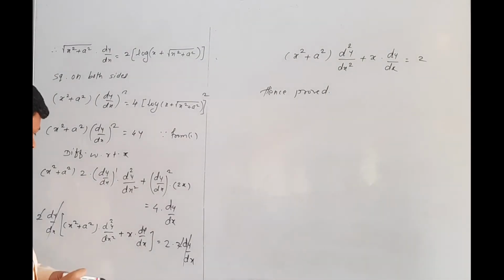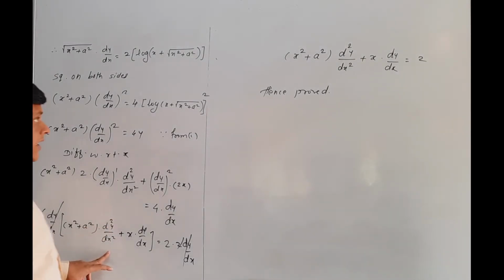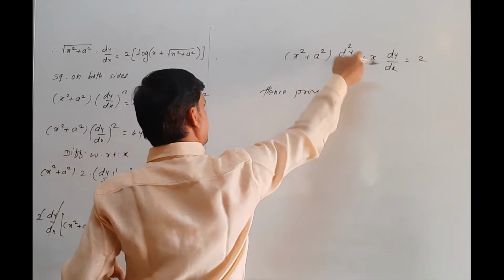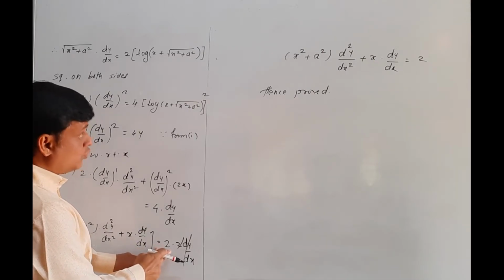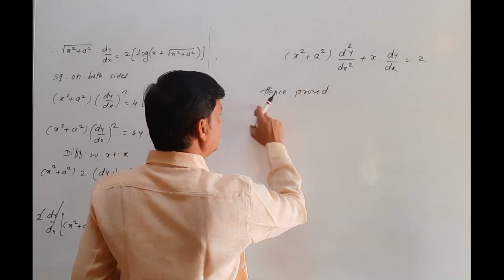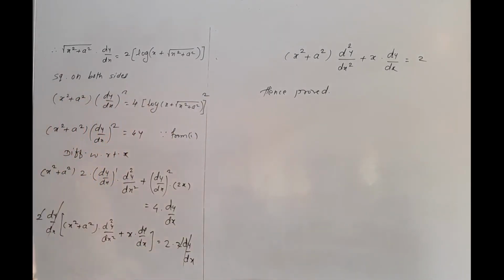So we write the remaining term: (x square plus a square) d2y by dx2 plus x into dy by dx is equal to 2, which we had to show. So we write here, hence proved.